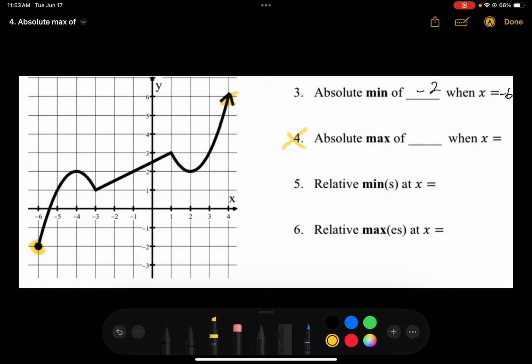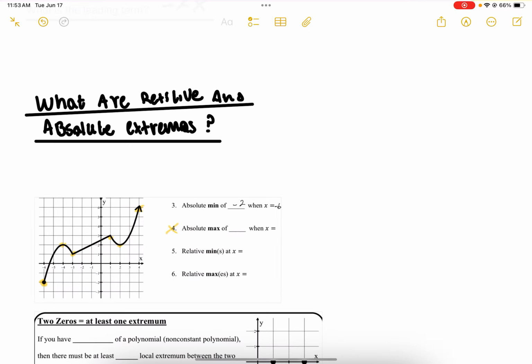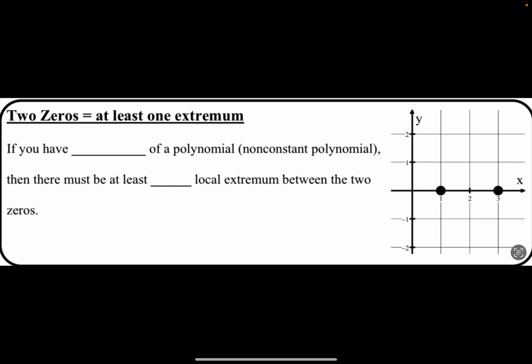Now, relative min. Our relative min is basically our lowest parts of the graph besides the absolute min. So in this case, it would be here and here. Now we're trying to find our relative max. These are going to be the highest points of the graph that aren't the absolute. So in this case, it's going to be right here and here. Now that we're done with that, let's go to the next picture that I have.